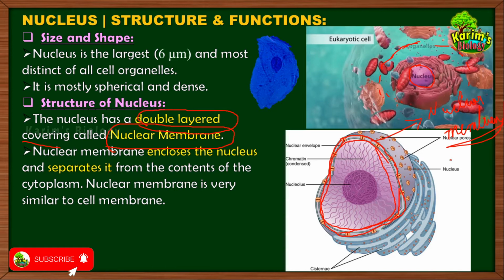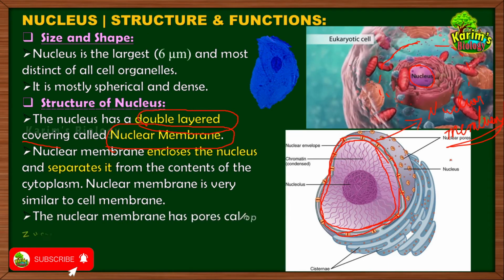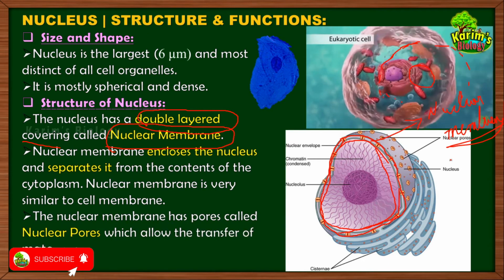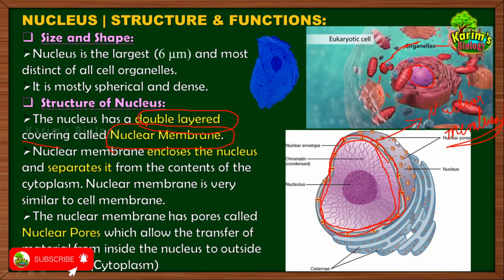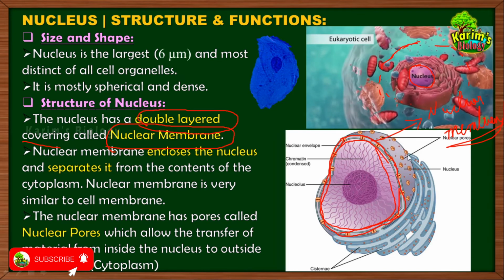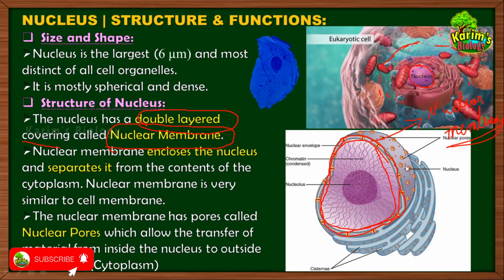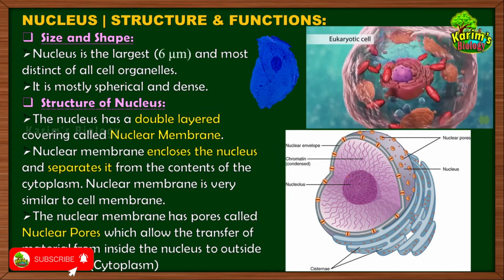How is it possible? Yes, it is possible, because even though the nuclear membrane is surrounding the nuclear contents, there are some pores present on the surface of the nuclear membrane. These pores are called nuclear pores. Yes, can you see here? There are some openings on the surface of the nuclear membrane, right? Can you observe these small openings here? Yes, there is an opening here. There is another opening. There is another opening. And these openings are called nuclear pores.